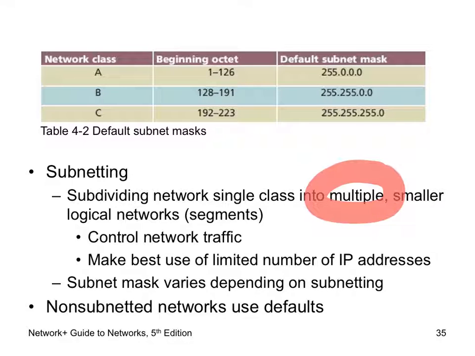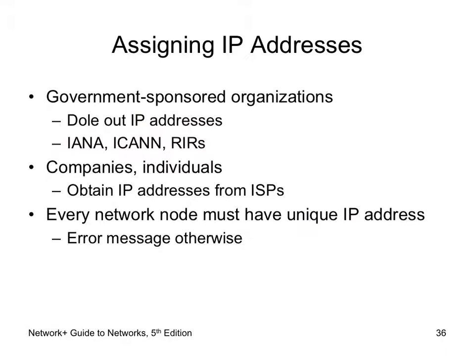Non-subnetted networks use a default, like up here. This will be like what we're going to do tonight. It's non-subnetted. We're using the default, 255.0.0.0. Okay, I'm going to skip ahead to the DHCP.